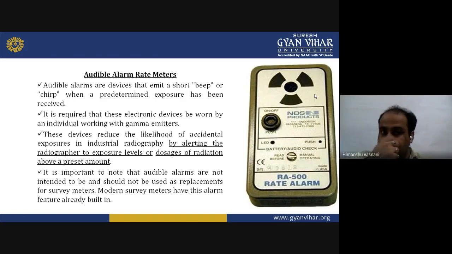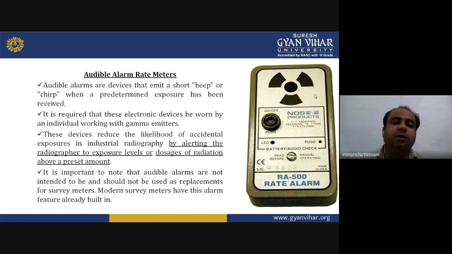Now, audible alarm rate meters. Audible alarms are devices that emit a short beep or chirp when a predetermined exposure has been received. You can see in the diagram how it looks. It is required that these electronic devices are worn by the individual working with gamma emitters. These devices reduce the likelihood of accidental exposure in industrial radiography by alerting the radiographer to exposure levels or dosages of radiation above a preset value.